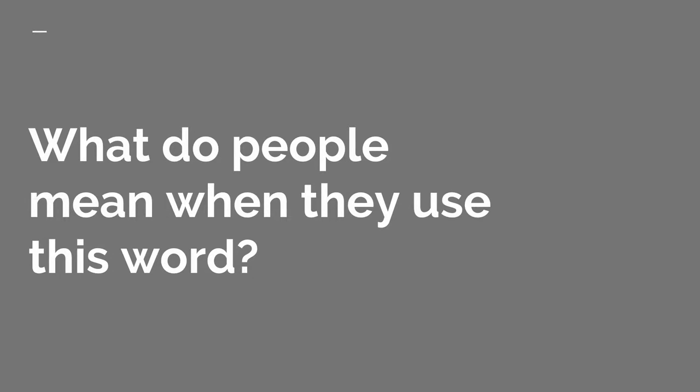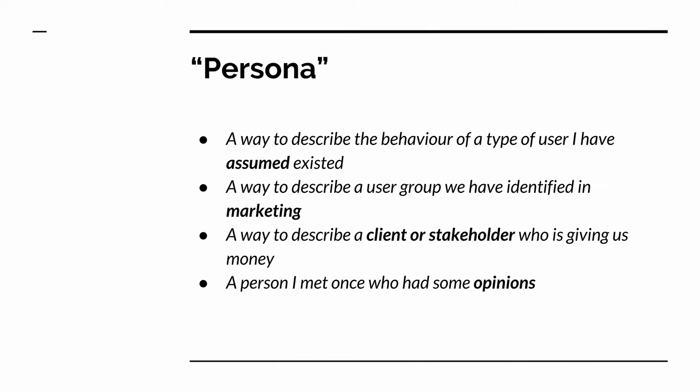So what do other people mean? What are some of these other sort of confusing definitions that are out there? From what I can tell, when they're talking about personas, they're saying it's a way to describe the behavior, the type of user I have assumed existed. Maybe it's a way to describe a user group that we've identified in our marketing. Maybe it's a way to describe a client or stakeholder who is giving us the money. And maybe it's just a person who wants to have some opinions.